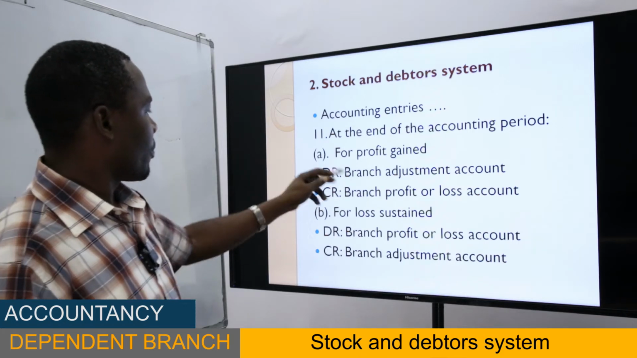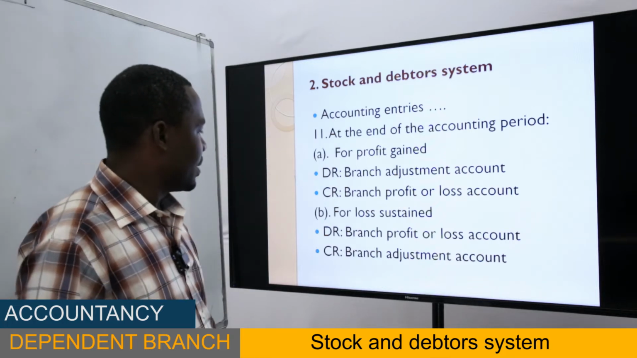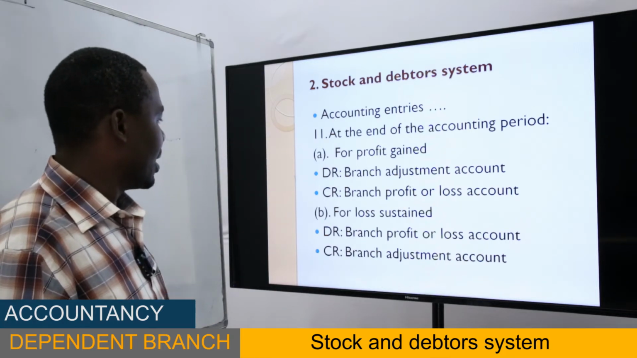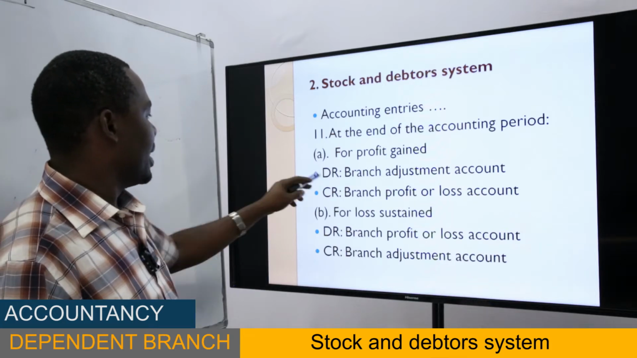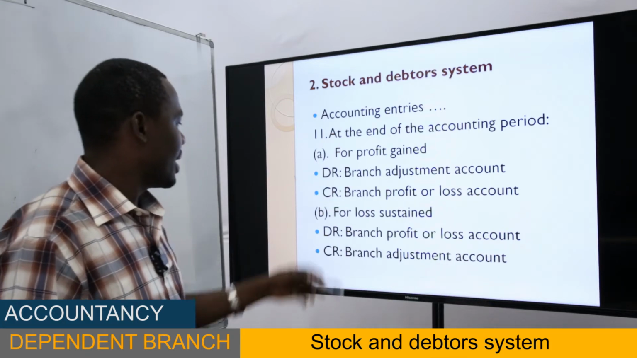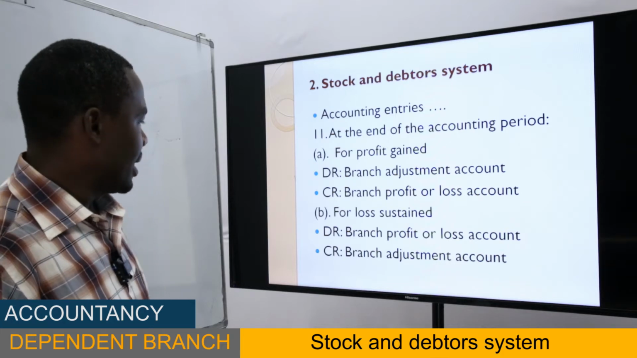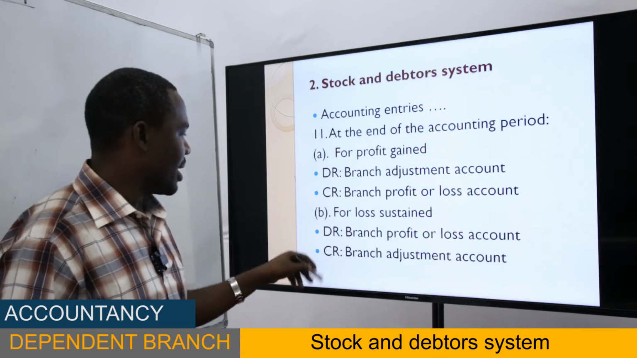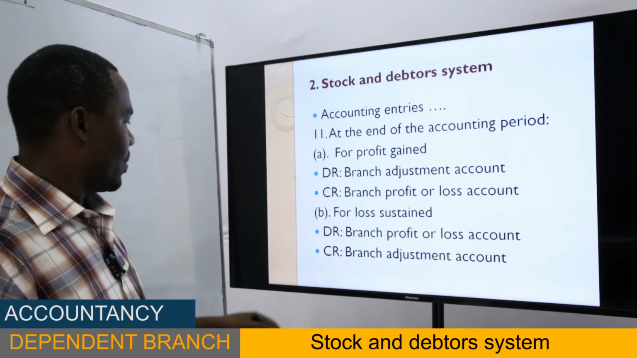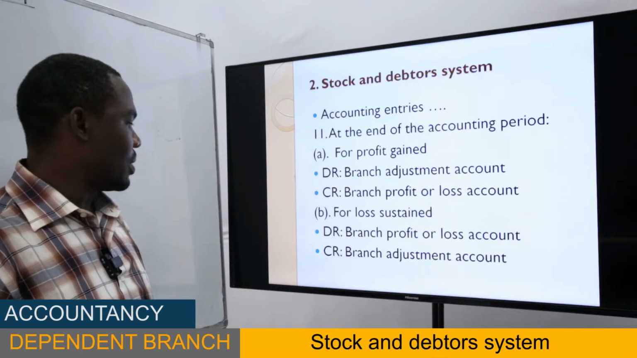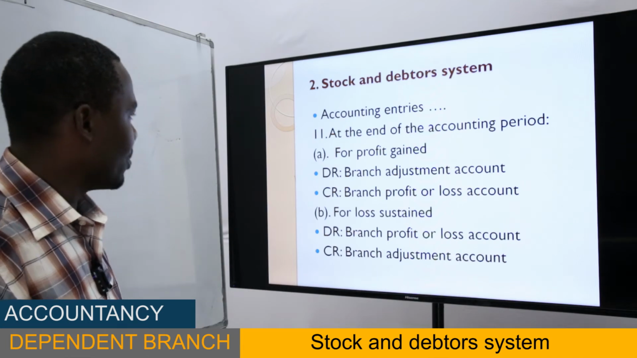Then for this particular case now, in the branch adjustment account, if there is gain, we debit branch adjustment account and we credit branch profit or loss account. But if there is loss, automatically the impact will be in the branch adjustment account, where we debit profit or loss account and we credit branch adjustment account.